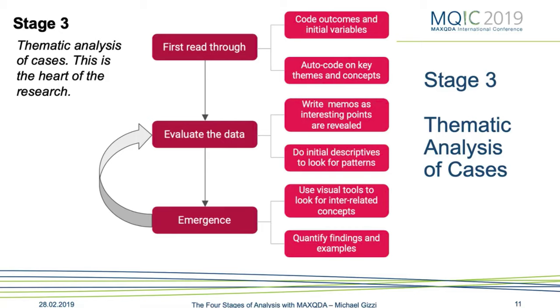We'll use descriptives to look for patterns. I want to know how many judges, how many opinions actually disagreed with the court. That's important in this project. So that's an inherently quantitative, very simple, low-level statistical thing. I need to count. I don't have to count manually. I can do it in MAXQDA. I can count codes, frequency codes. We use visual tools to look for interrelated concepts. We explore code segments. We go deeper and deeper and deeper. But you notice here, we evaluate data. We sometimes find things we weren't looking for or weren't expecting, emergent factors. And we go back, and we go back. I have another graphic which will really capture this, I think, better.